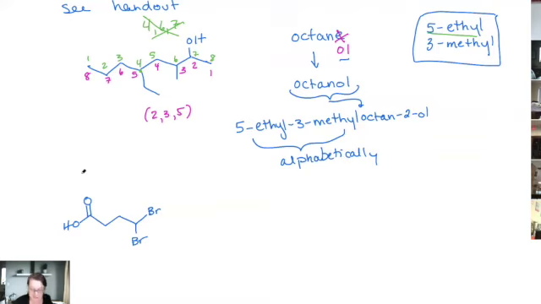All right. So we have a couple things going on here. But first, let's just start with what is the longest carbon chain that you have here? How many carbons do you have in your longest chain? Okay, I'm seeing a bunch of different numbers.